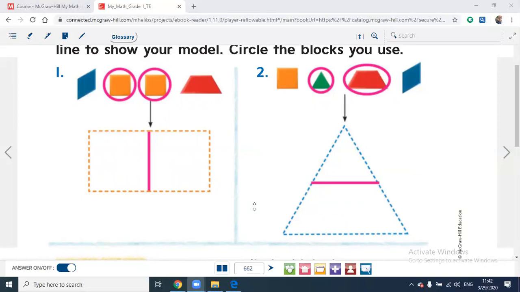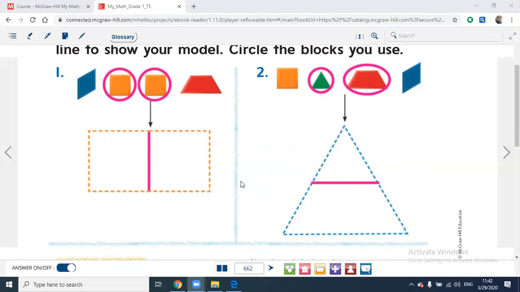Any questions, all of you? Any question about this circle? Anyone has a question? Triangle. Okay, this is the triangle. Any more questions?